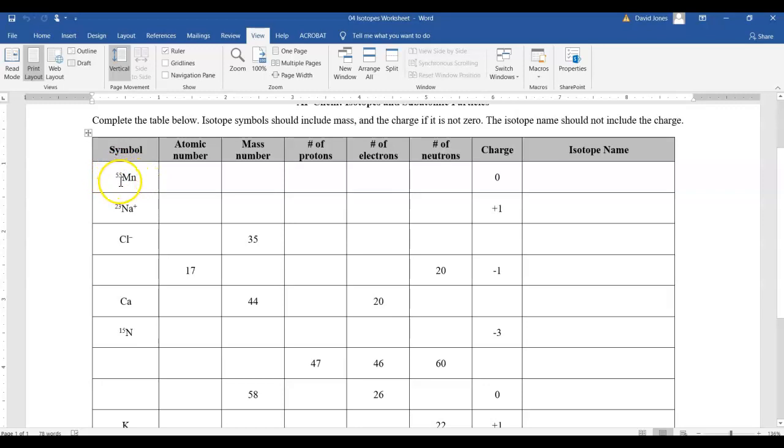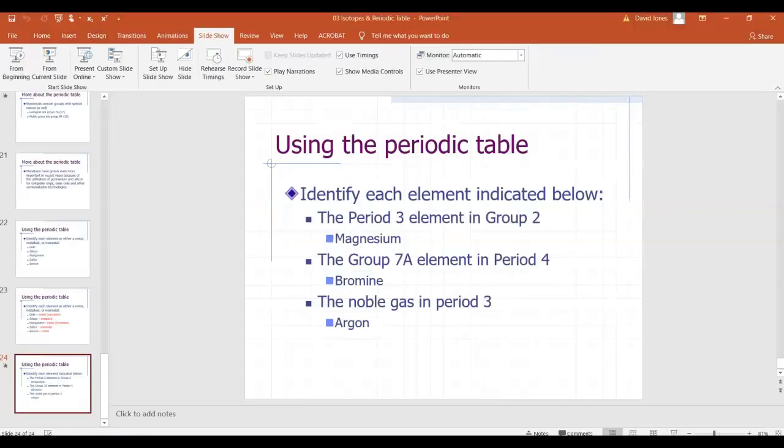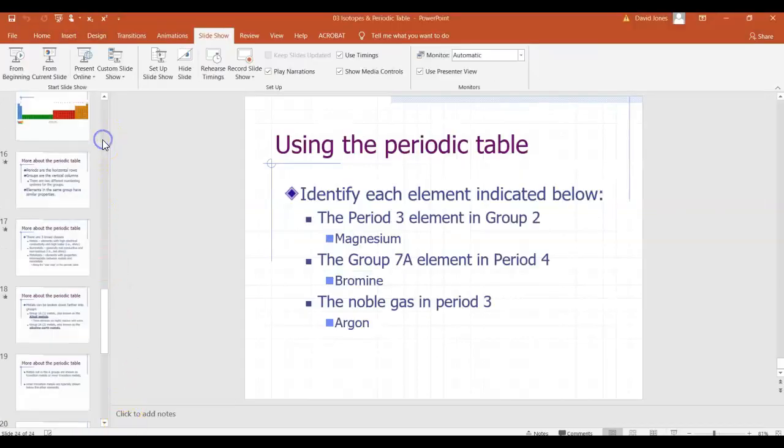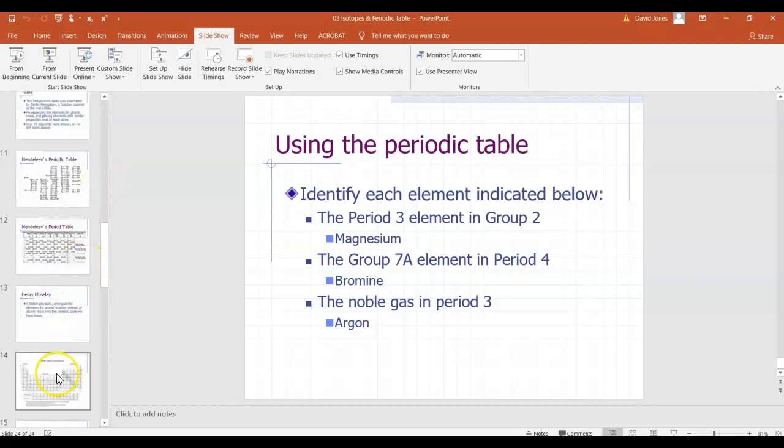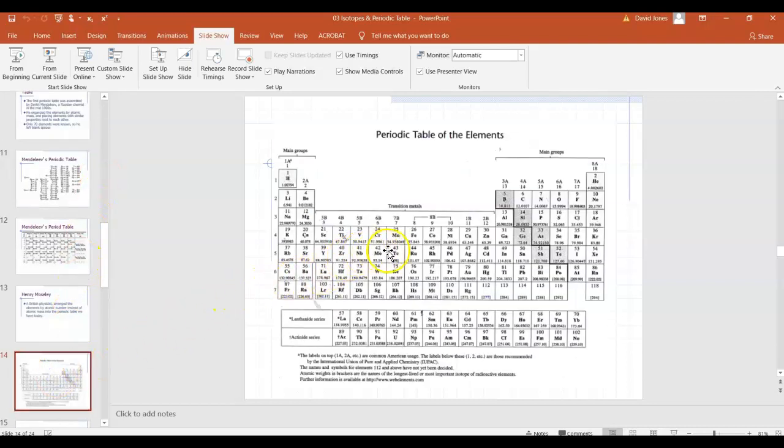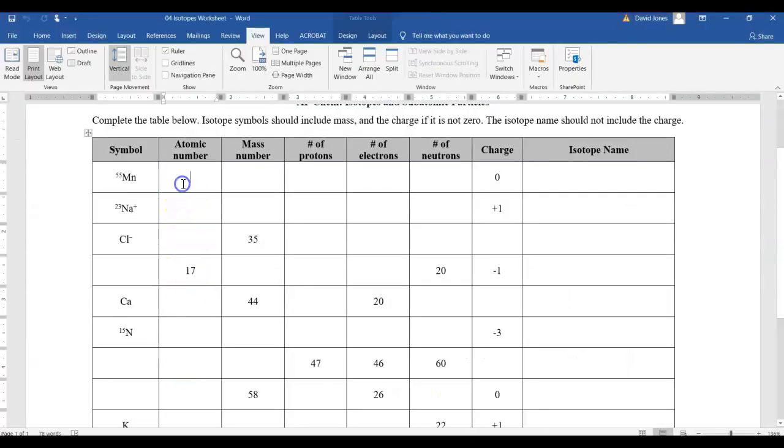Now you'll notice that there is no atomic number here. Like I said, as we go further into this, we tend to ditch the atomic numbers and just go with the mass number. But this is manganese. If we look on our periodic table, Mn is right here. It is element 25. So its atomic number is 25.